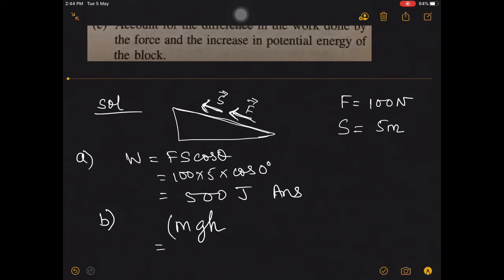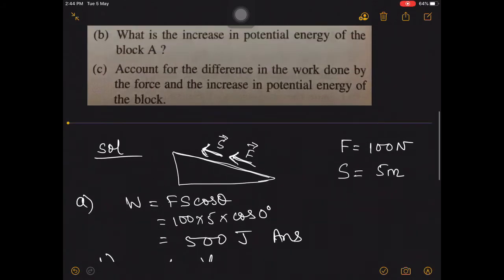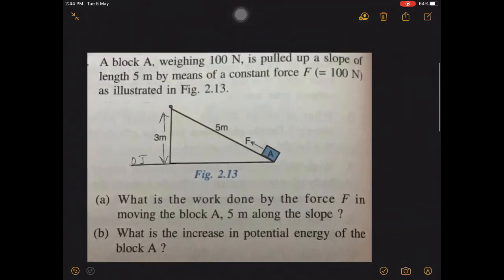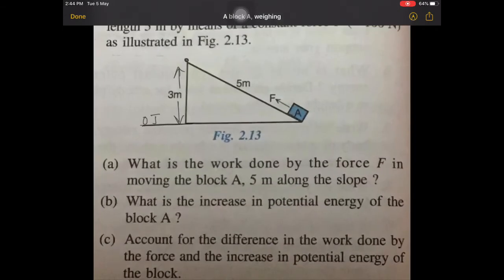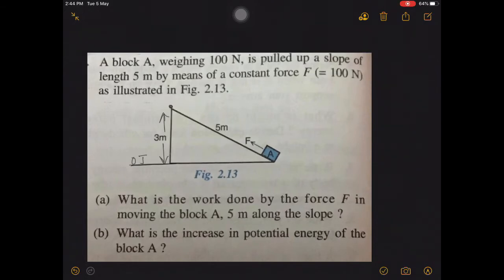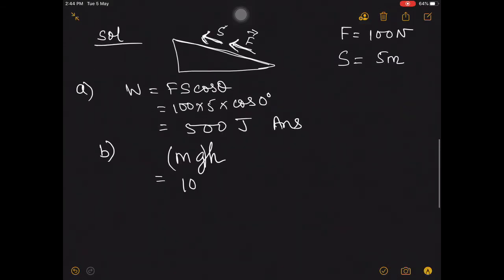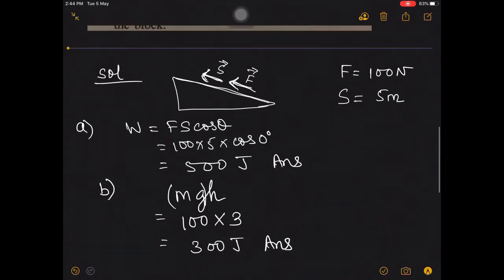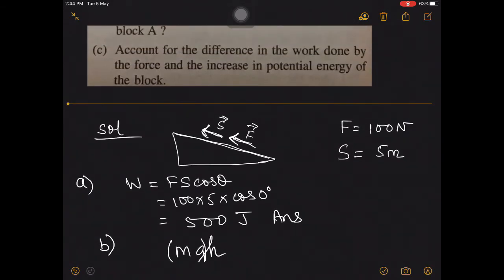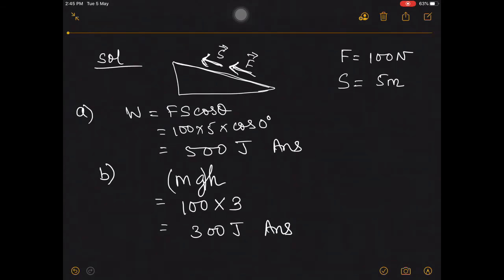Now mg means the weight of the block. The weight of the block given is, let's check in the question, 100 Newton. So 100 into height given is 3 meter, 300 joule. This is your second answer. Now the third question says account for the difference in the work done by the force and increase in potential energy. So this is my increase in potential energy here. Let me write here, I forgot to write. Increase in potential energy, 300 joule.